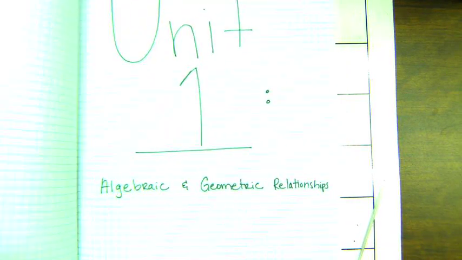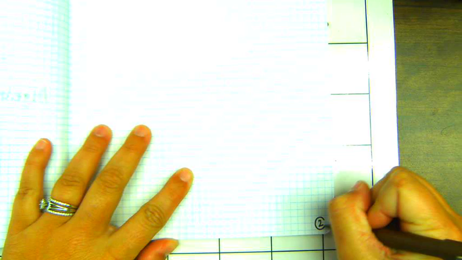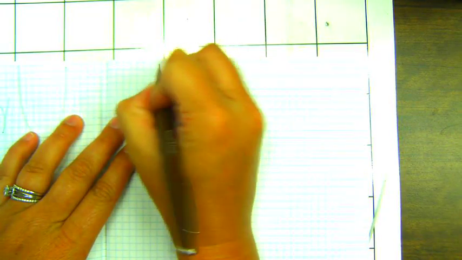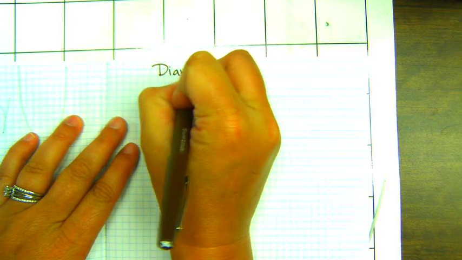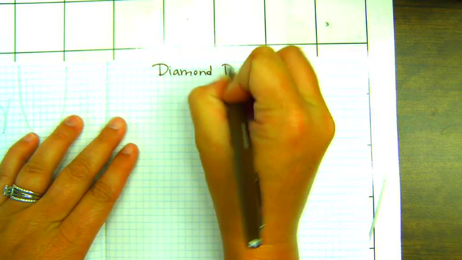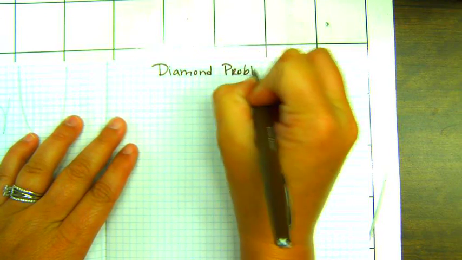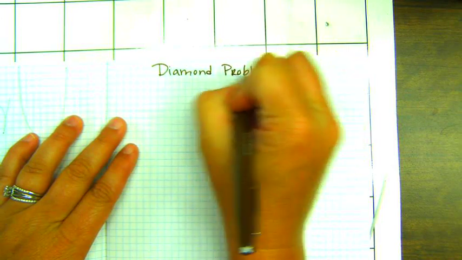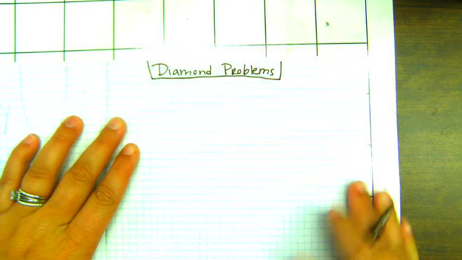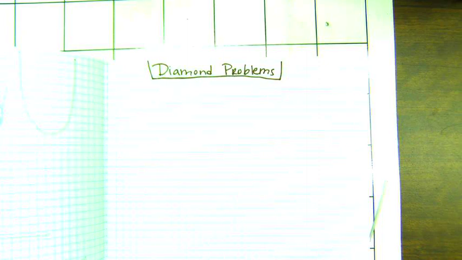So for our first set of notes, we're going to go to where we wrote Unit 1, but this is going to be page 2, so I'm going to write a 2 at the bottom. And on page 2, this is going to be notes about diamond problems. Some of you may have seen diamond problems in your grade 1 class, some of you may not have. That's why I just want to go over them really quick.